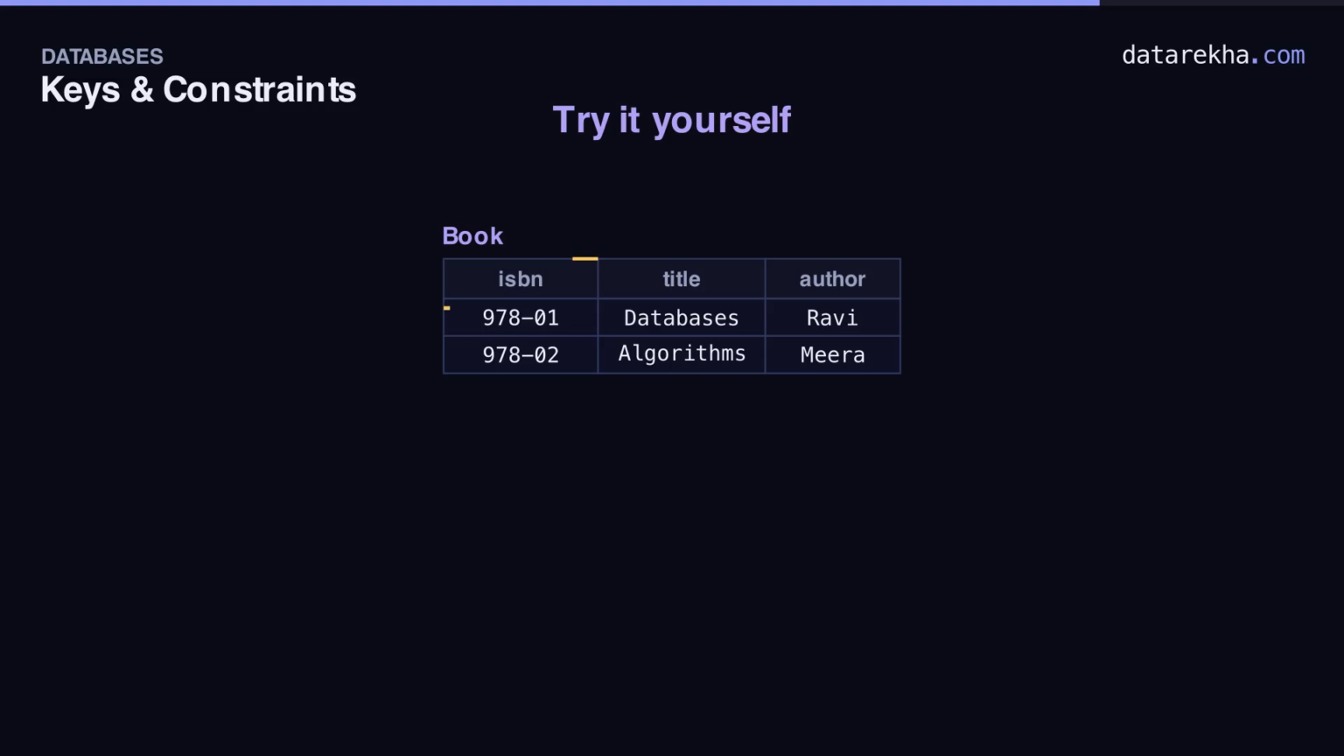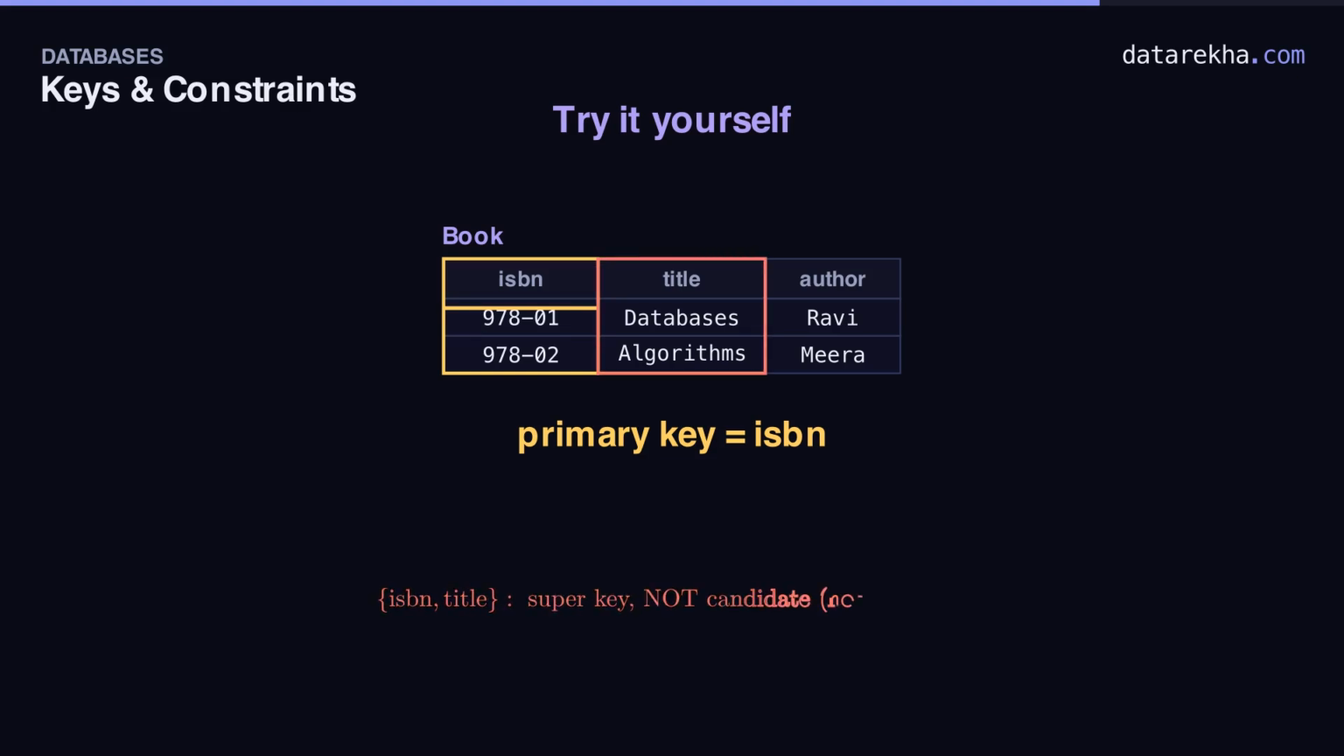Here is the answer. Since ISBN alone is unique, it is a minimal super key. So the primary key is ISBN, all by itself. And ISBN with title? It is unique because it contains ISBN. So it is a super key. But drop the title and ISBN alone is still unique. It is not minimal. So it is a super key, not a candidate key. That is the trap. And you caught it.